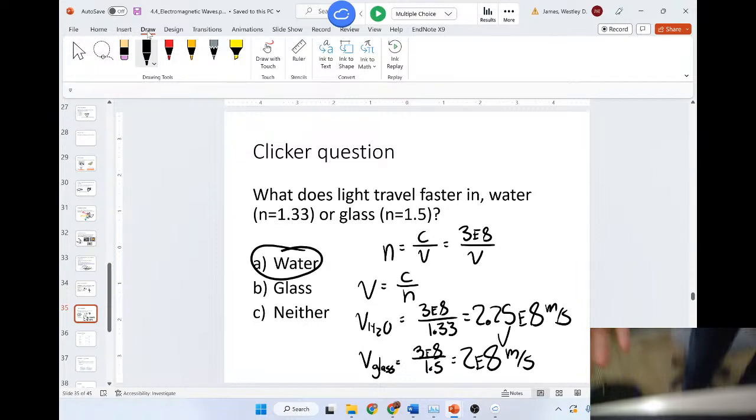All right, a couple of things to take away from this problem. Bigger the N, slower the wave. Super easy problem for me to ask for the test. Super easy. Bigger the N, slower the V. You can see that from the math here.